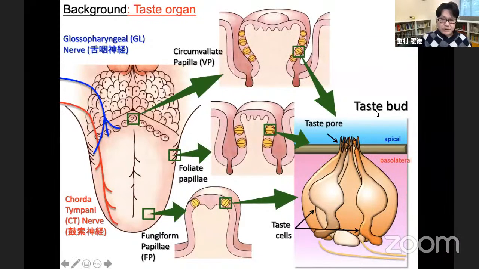The taste cell possesses microvilli at the taste pore in the tongue surface, which can bind chemical compounds, leading to the activation of the taste receptor cell, and then the signal is transmitted to the taste nerve and conveyed to the brain.